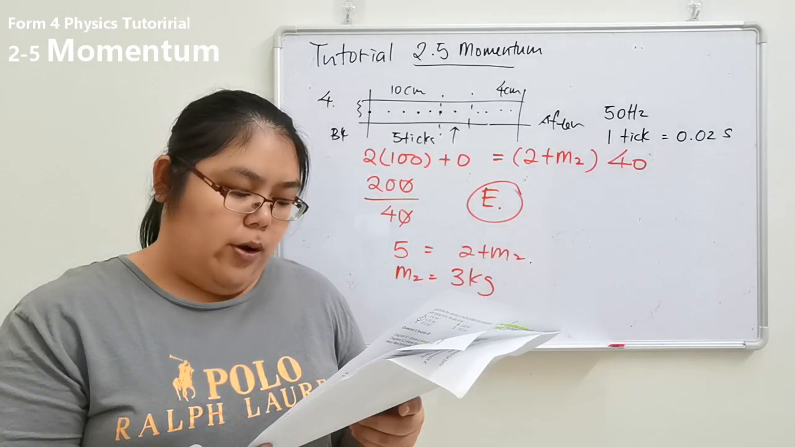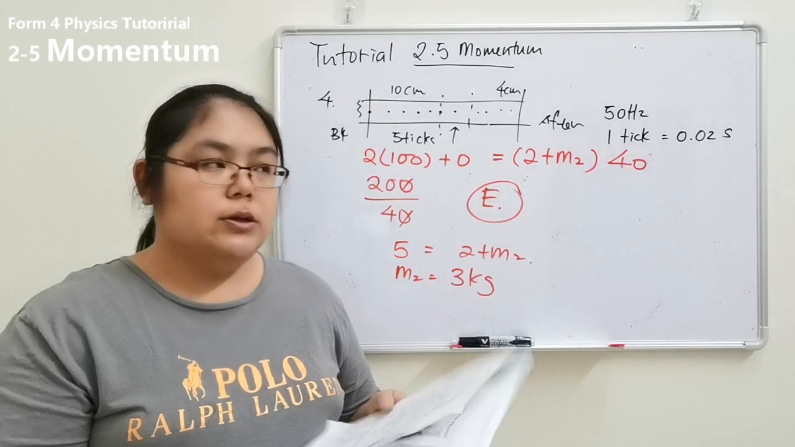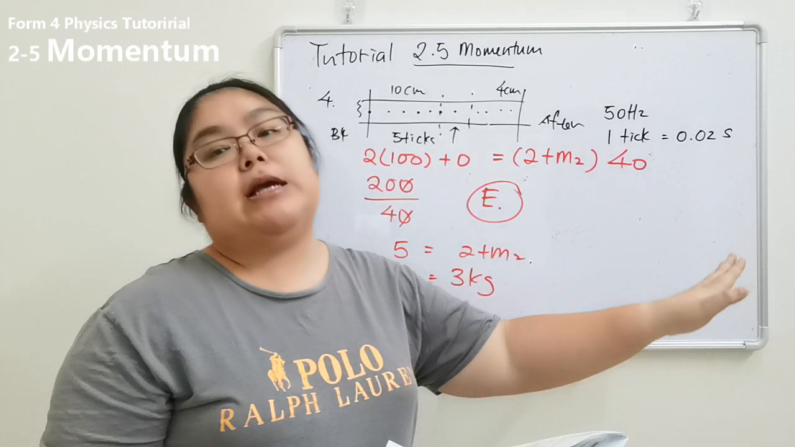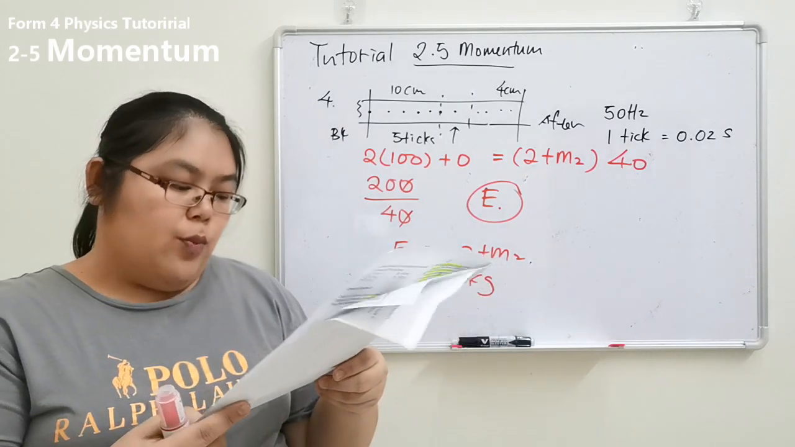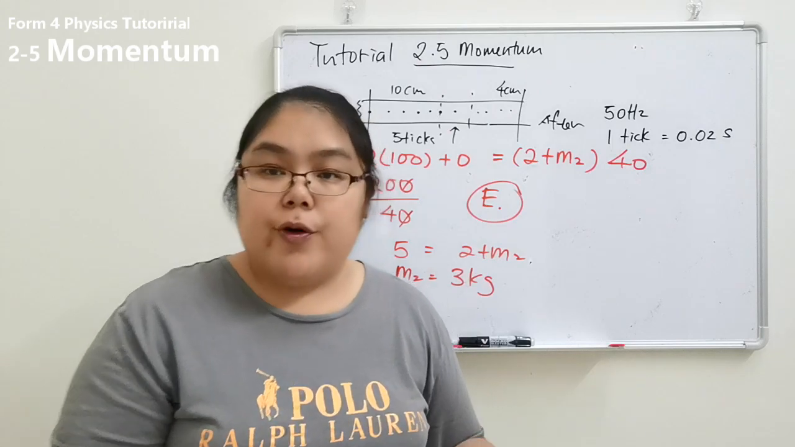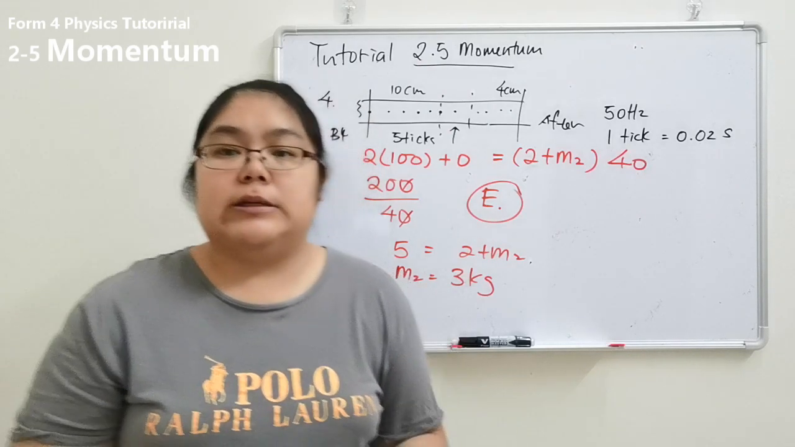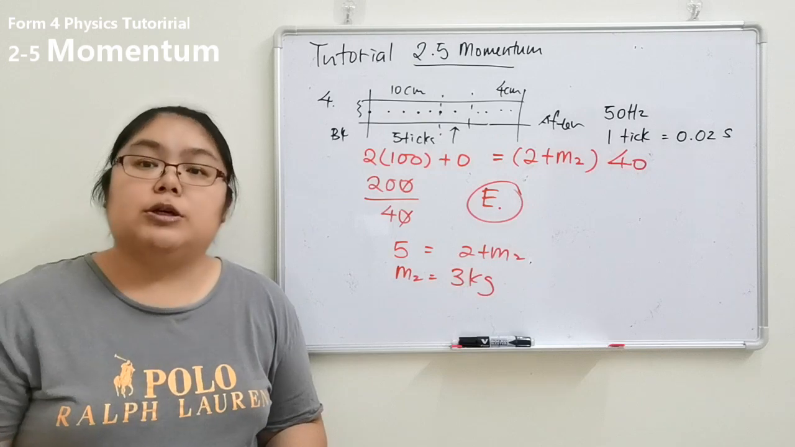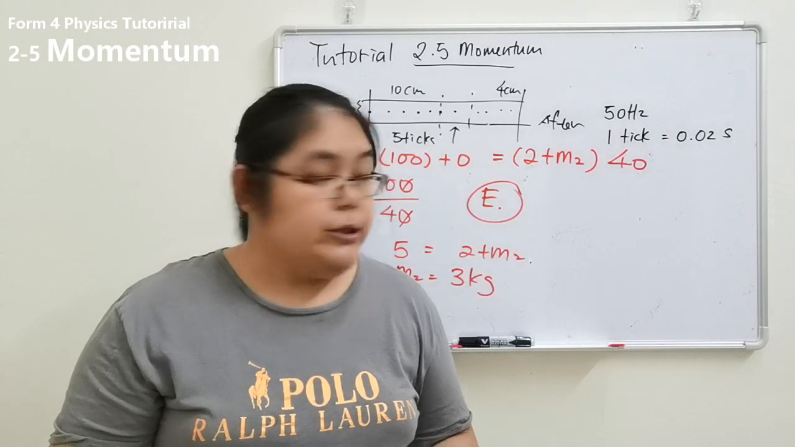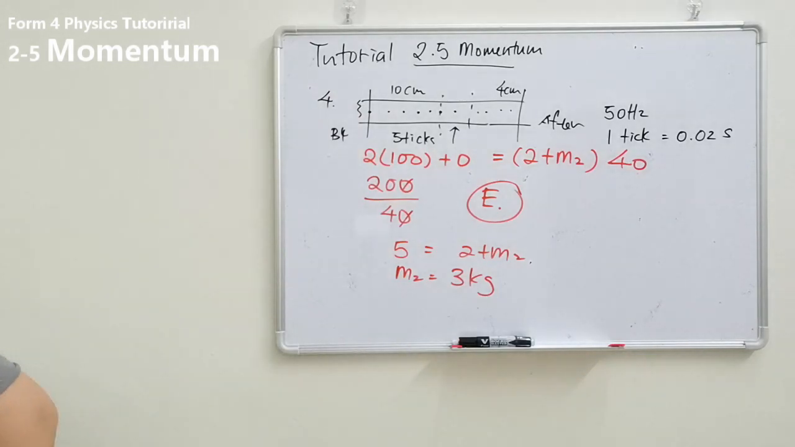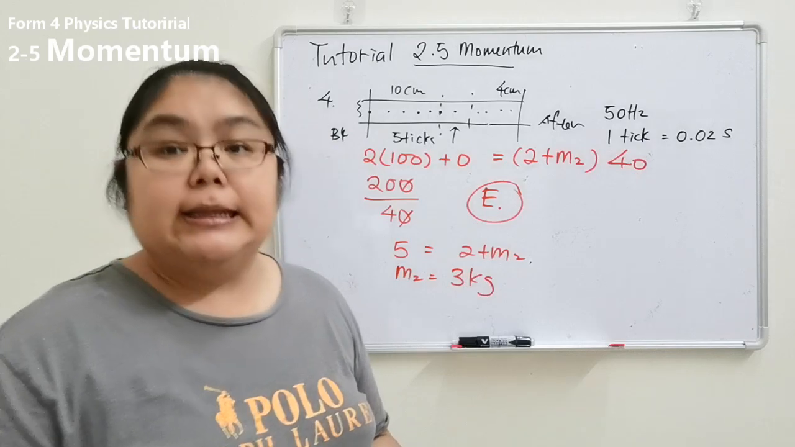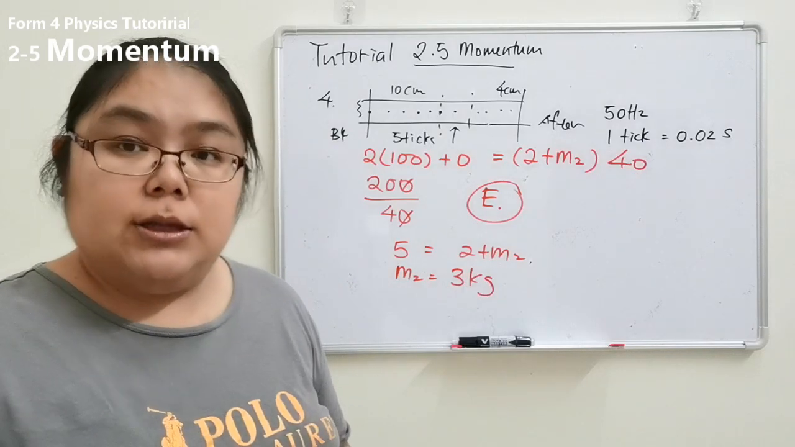Along the boy's original direction. So the boy is moving to the right side. When you jump on the trolley, then they move in the same direction. Then after that, what is the velocity of the trolley and the boy? So now the trolley and the boy, the velocity should be the same because they move together. So this one is what collision? You can tell me this is an inelastic collision because they stick together.